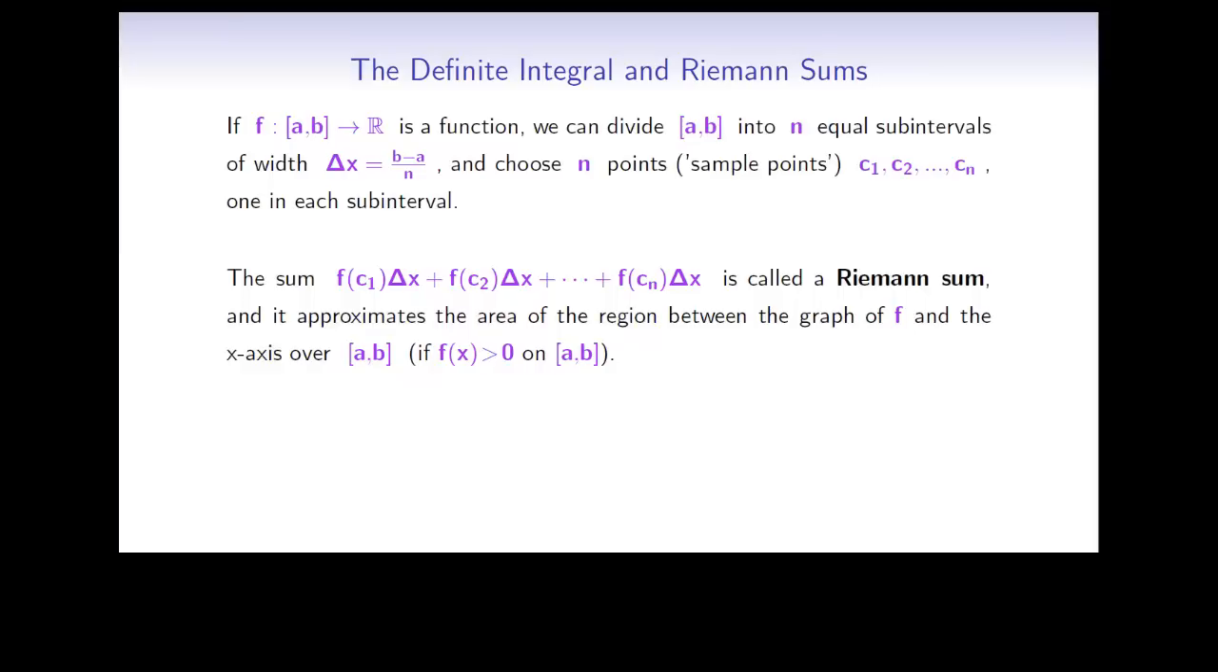This long sum is nothing but the sum of the areas of the rectangles used to approximate the region. The width of each rectangle is delta x, and the height is determined by the value of the function on each of the sample points. The sample points can be anywhere in the interval. They can be left endpoints, right endpoints, midpoints, and so on.